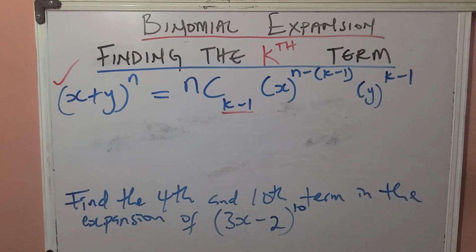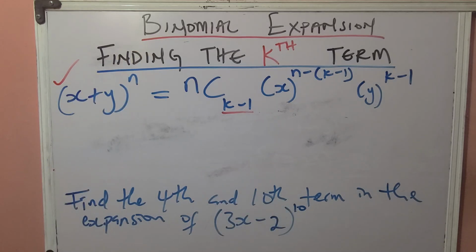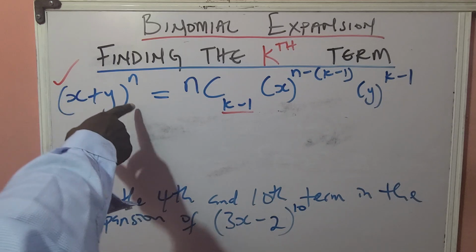So if you were going to go through the long, tedious route, you would open everything, then go on to count for the fourth term and then go on to count for the 10th term. But with this particular trick and fast method, you don't need to do all that. All you need to do is just apply this particular formula.